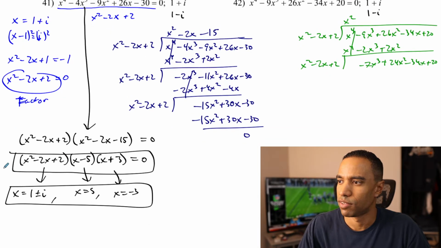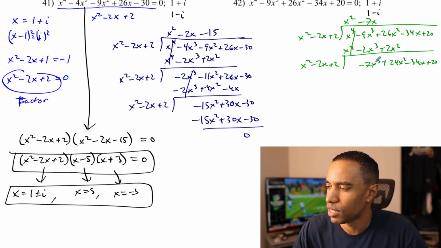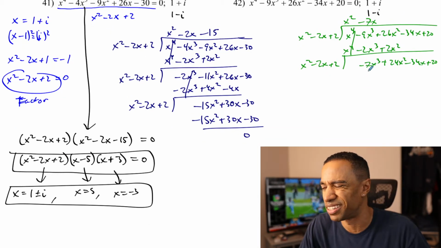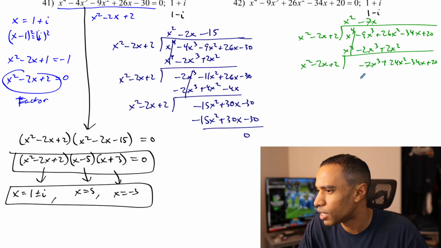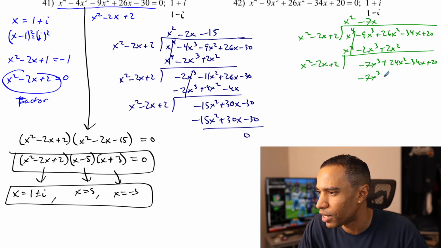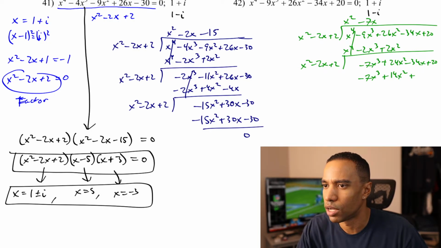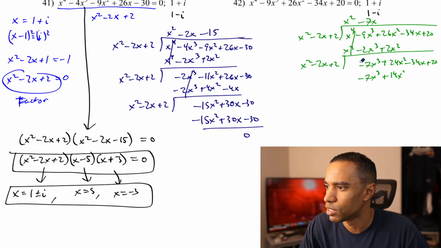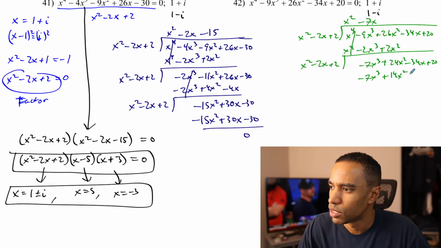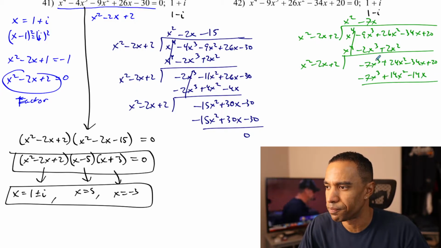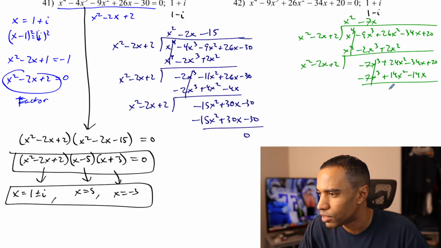All right, negative 7x, negative 7x. I hope it's factorable again. I don't think I'm going to use quadratic formula this time, especially since I'm not completing the square. Plus 14x squared, minus 14. Minus 14x. And again, this should give us a 0 remainder.